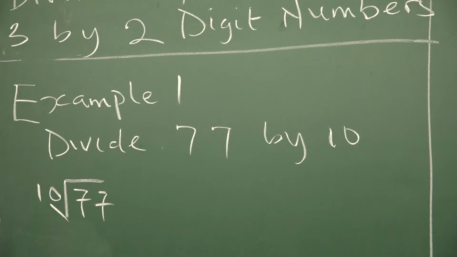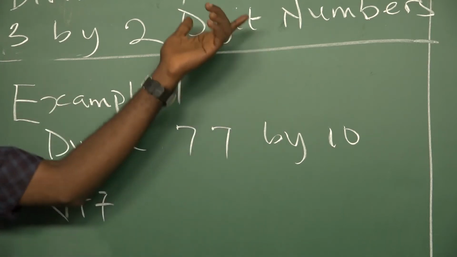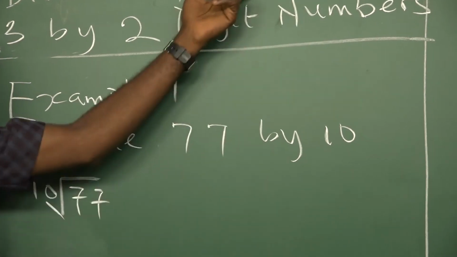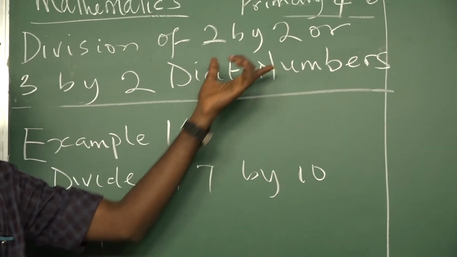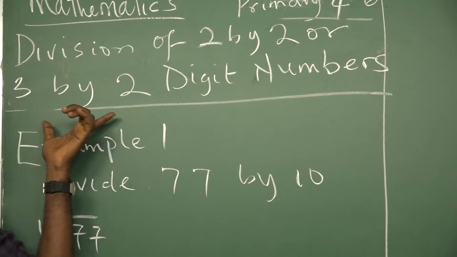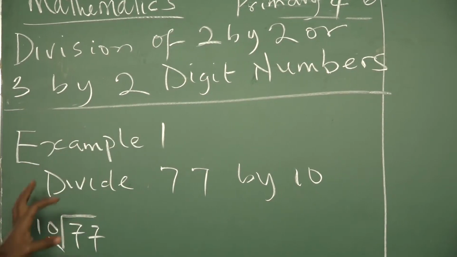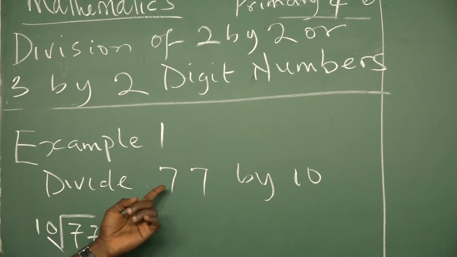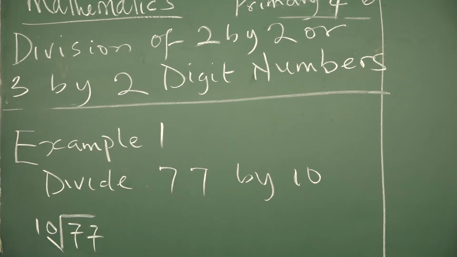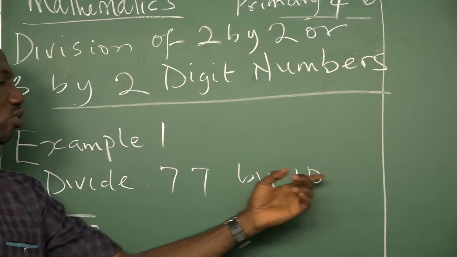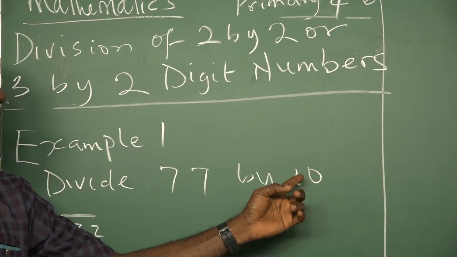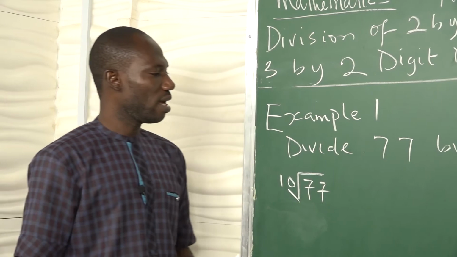And like I did mention before, and as we can see from the topic, 2 by 2. So we'll look at 2 by 2 before we look at 3 by 2. So this first example is for 2 by 2. And if you count, 77 is 1, 2, 2-digit numbers. And then we have 10. 1, 2. It involves 1 and 0. So it's also 2 digits.